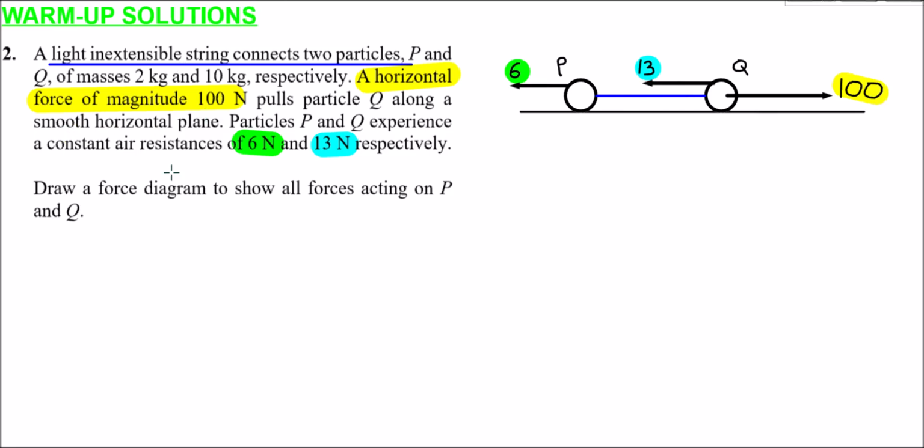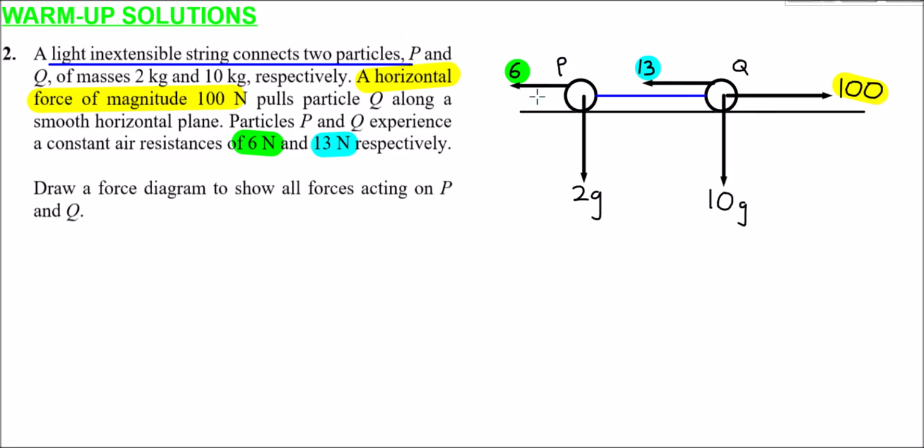But technically, to complete the force diagram, because it does say all forces, we must always remember that for any object with a mass, there will always be a weight associated with it. And so P, we're told, has a mass of 2. So a force going down on P due to its weight will be 2g. Similarly for Q, because its mass is 10 kilograms, that will have an associated weight of 10g. Not 10 grams and 2 grams, but where g means the gravitational field strength of Earth.